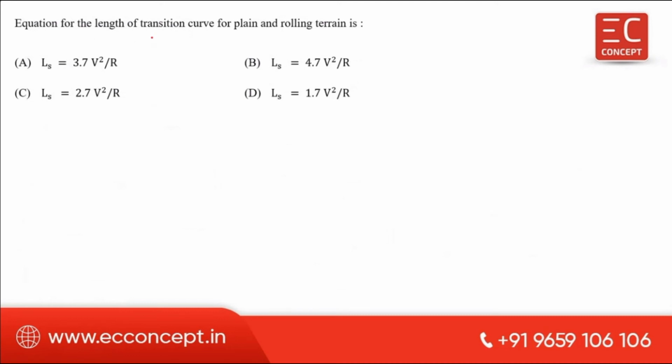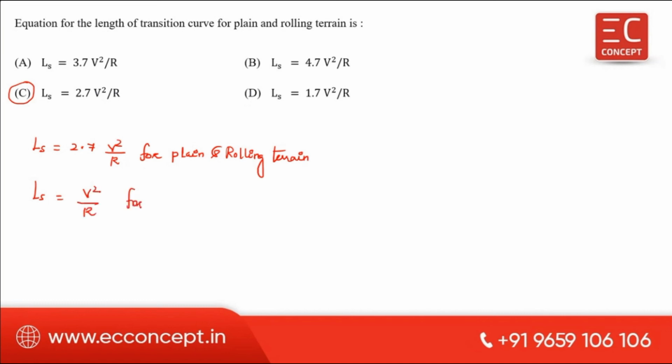The equation for length of transition curve for plain and rolling terrain. The answer for this question is this one. Length of transition curve is equal to 2.7 V square divided by R for plain and rolling terrain, and Ls is equal to V square divided by R for mountainous terrain. So the answer for this question is obviously C.